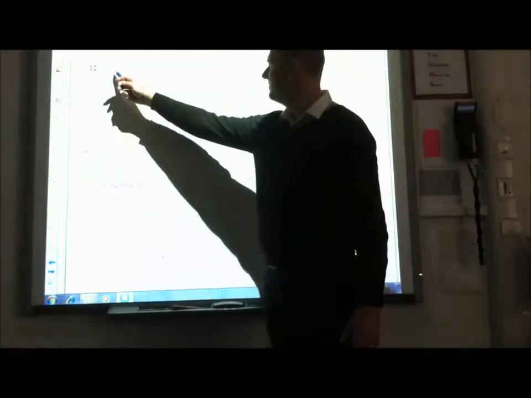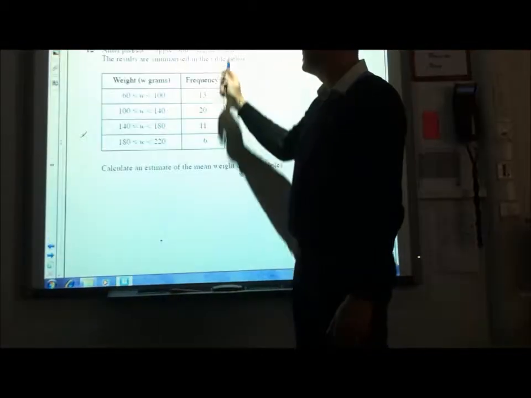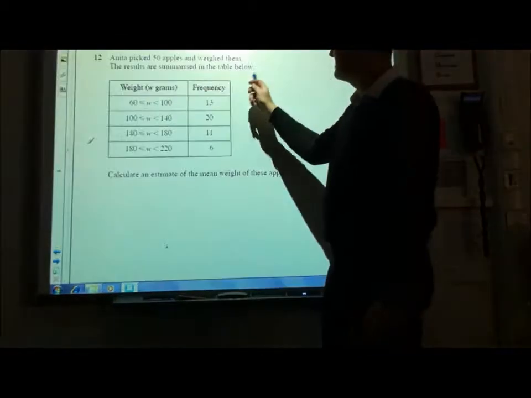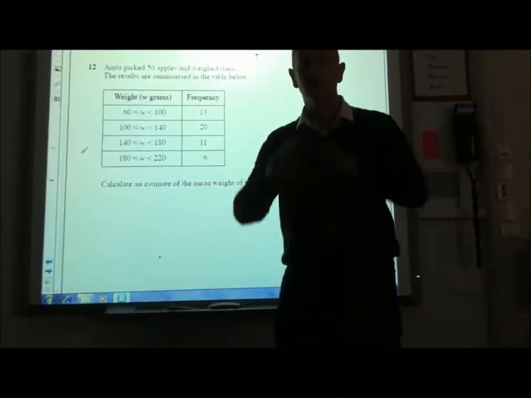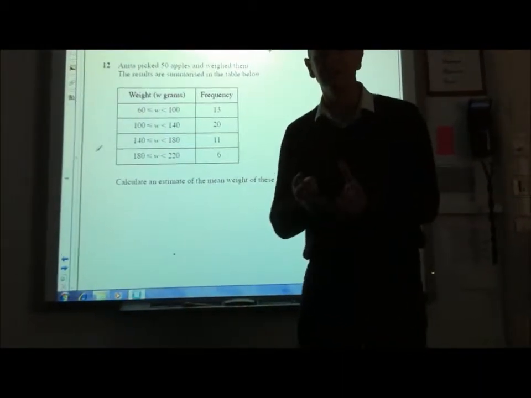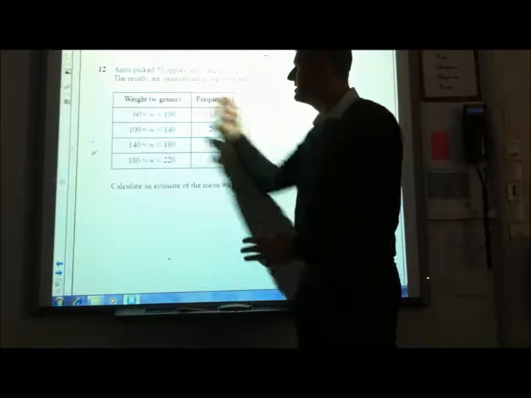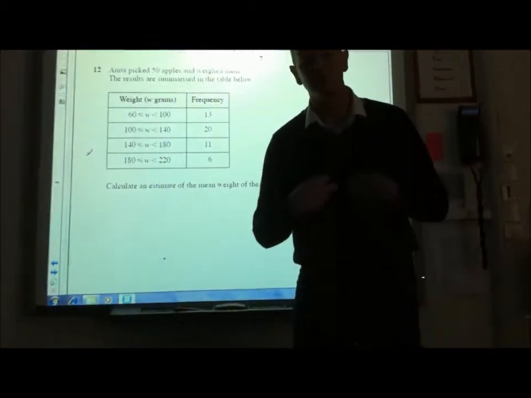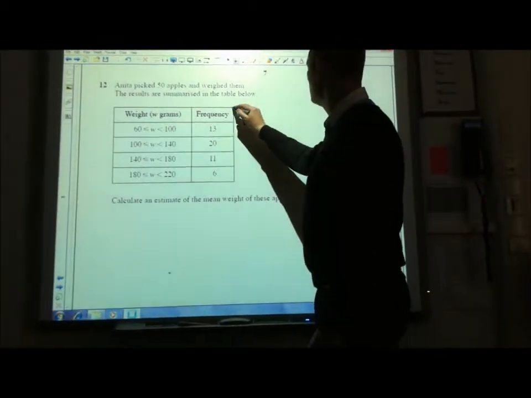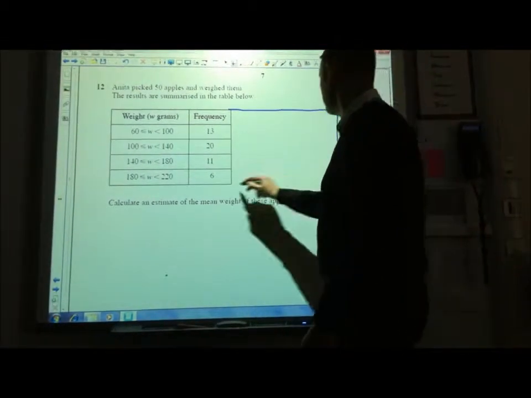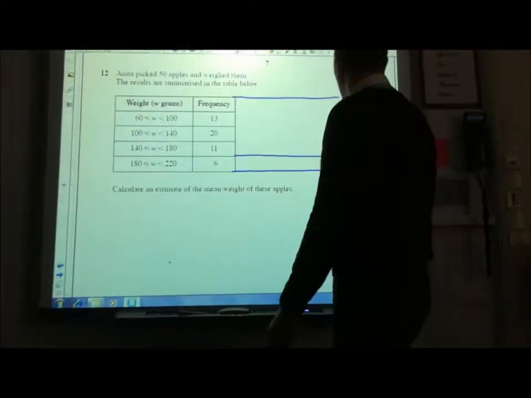The question is, Anita picked 50 apples and weighed them. The results are summarised in the table below. Summarised is a posh word for grouped together. So that's why we call this a grouped frequency table or a Raggi table in my words. When we get this, to work out the mean, we always need to add 2 columns on.